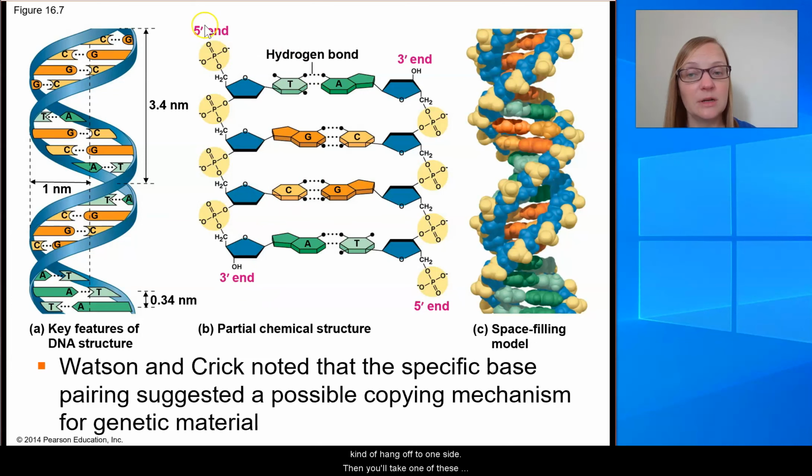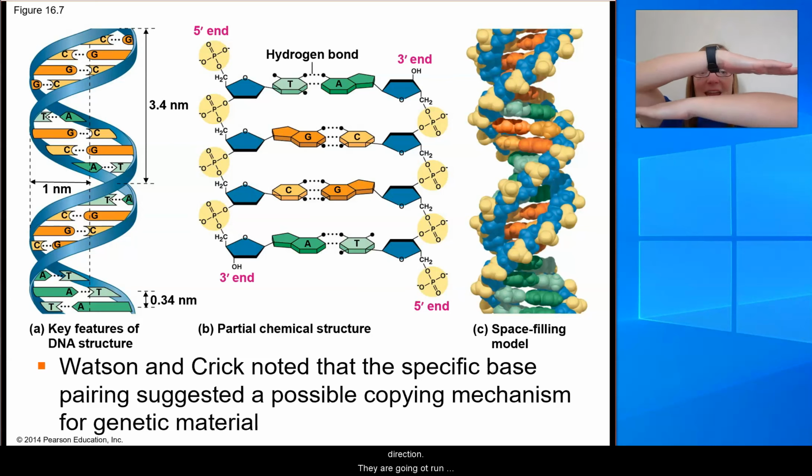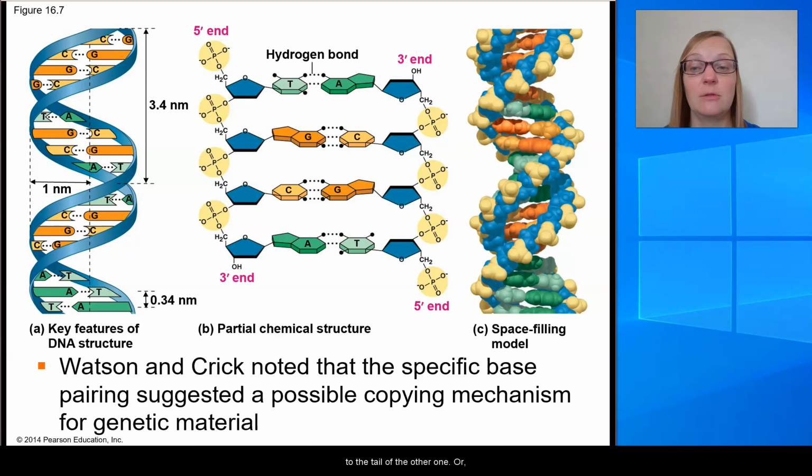And then you'll take one of these strands and you'll match it up in parallel to another polynucleotide strand, except that remember, while they do run parallel, they don't run in the same direction, right? They're going to run anti-parallel. So the head of one is opposed to the tail of the other one, or what we call the 5' end and a 3' end. Just a little bit of review.